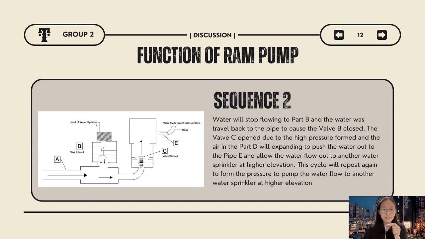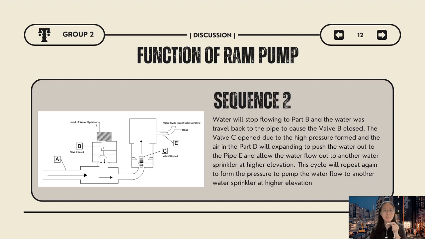Now we are going to proceed to sequence 2. The water will stop flowing to part B and the water will travel back in the pipe, causing the valve to close. Valve C will open due to the high pressure, and the air in part D will expand to push the water out to pipe E and allow the water to flow out to another water sprinkler at a high elevation. This cycle will be repeated again to form the pressure for the pump to pump the water to another water sprinkler at a high elevation.